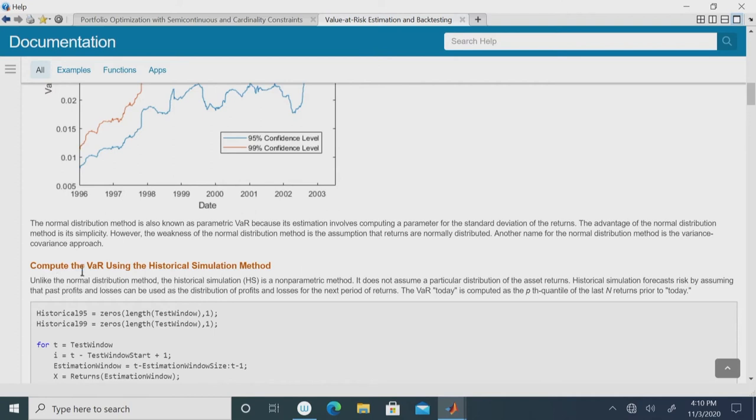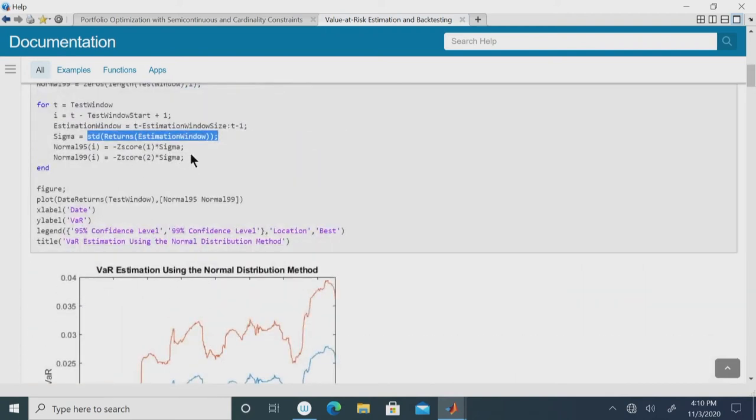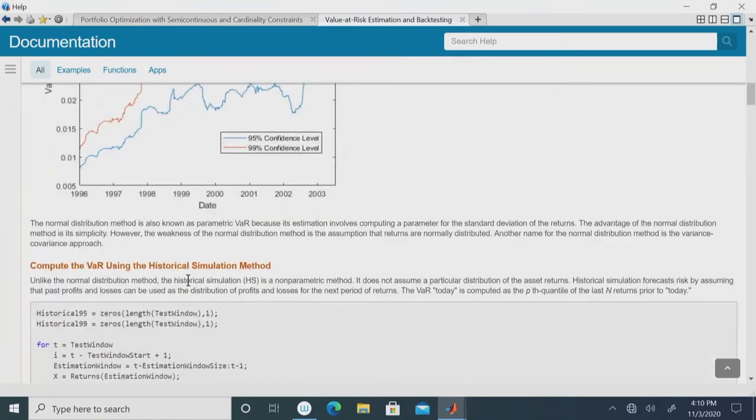In this second method, we calculate the VaR using the historical simulation method. Unlike the normal distribution method, the historical simulation method is a non-parametric method. By non-parametric, I mean that the historical simulation approach does not make use of an approximation for VaR, which is given by minus z score into the sigma value that you have estimated, because the sigma value here is a parameter. That is a parametric method, but there is no such parameter involved in the historical simulation approach. Since it is a non-parametric method, it will not assume a particular distribution, because if you had a distribution, you would expect some sort of parameter that accompanies it.